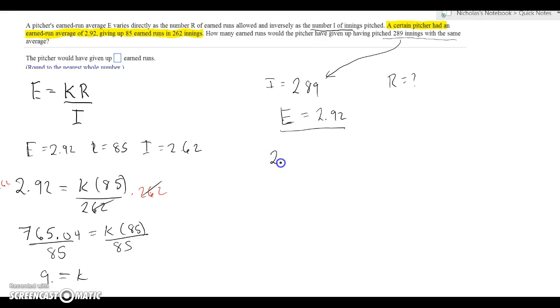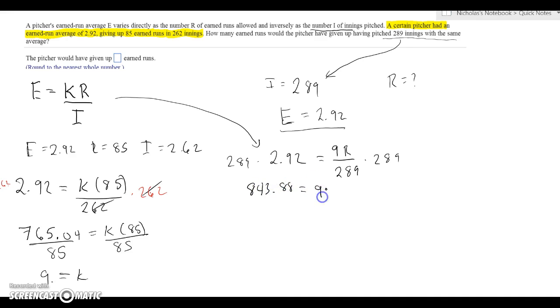It's going to be 2.92. Again, we're taking this equation from over here. E is 2.92. We just found out that K was 9. We don't know what R is, so that stays R. And then we know our innings is 289. We're going to times both sides by 289 to get rid of that denominator. 2.92 times 289 gives us 843.88 equals 9R. Now we're going to divide both sides by 9.